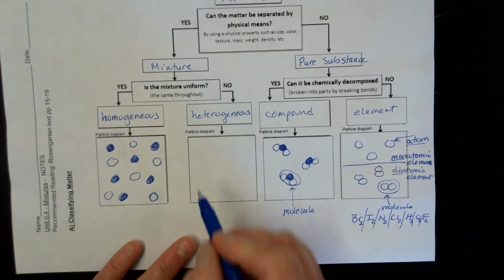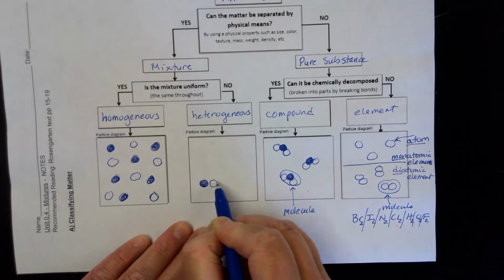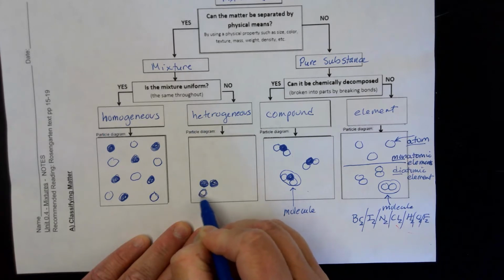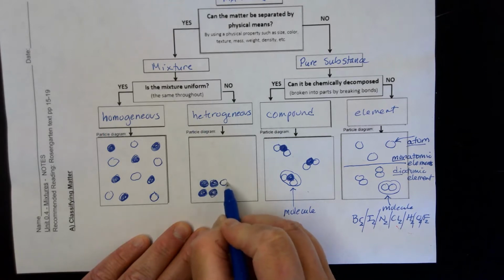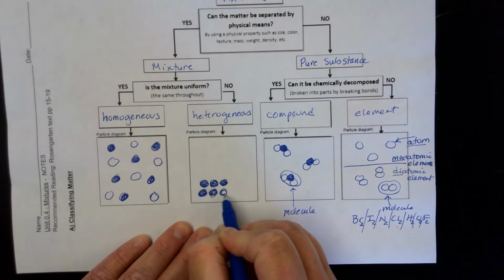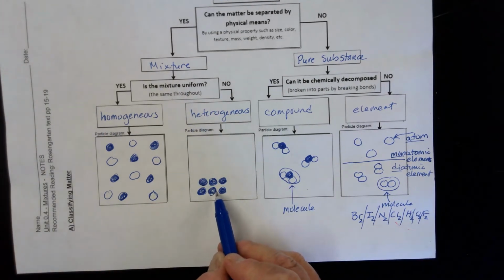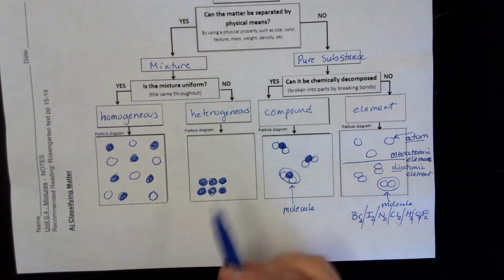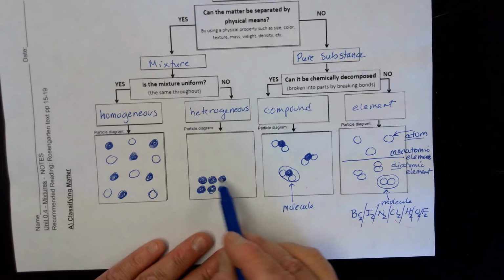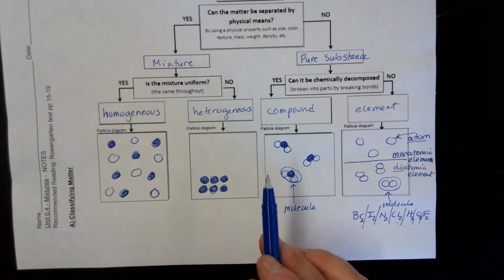For heterogeneous, we're going to draw it a little bit differently. Let's say we're going to draw a monoatomic element. They're not touching, but they are close together, and they're orderly. So this might be a picture of a monoatomic element in the solid form. Solid particles are arranged in a regular repeating pattern. They're relatively close together, and they hold their shape. So far I have not drawn a mixture. I've just drawn an element in the solid form.